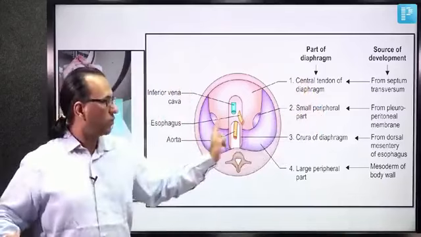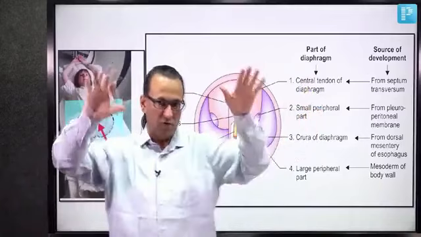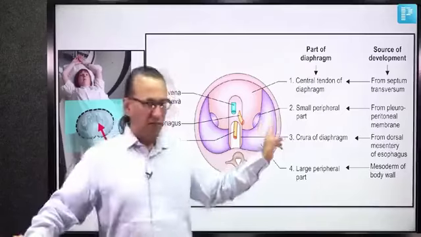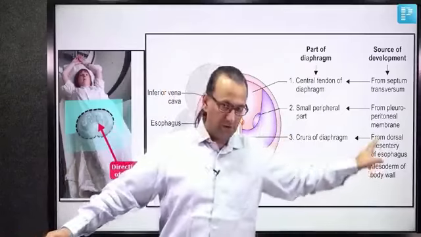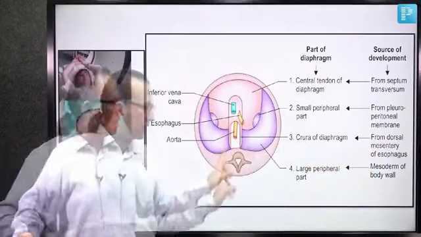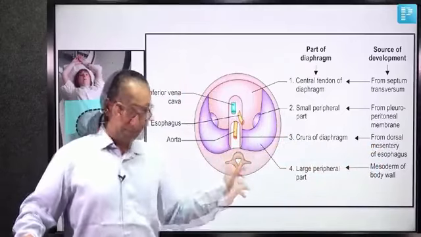Then you have the pleuroperitoneal membrane, which will come posteromedially and fuse with each other, forming some component of the diaphragm. And then there is a contribution from the dorsal mesentery of the esophagus forming the crura of the diaphragm. There is a right crus and left crus of the diaphragm attaching to the lumbar vertebrae posteriorly in the abdomen region.